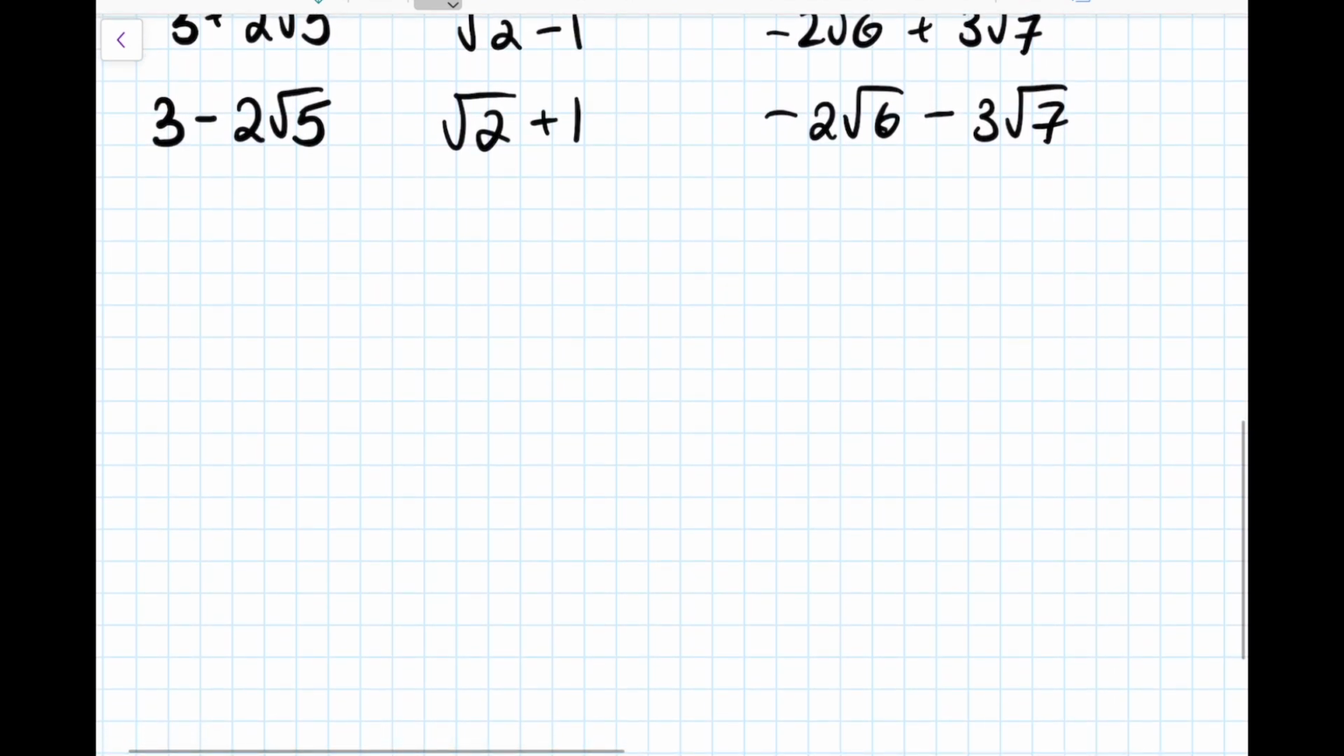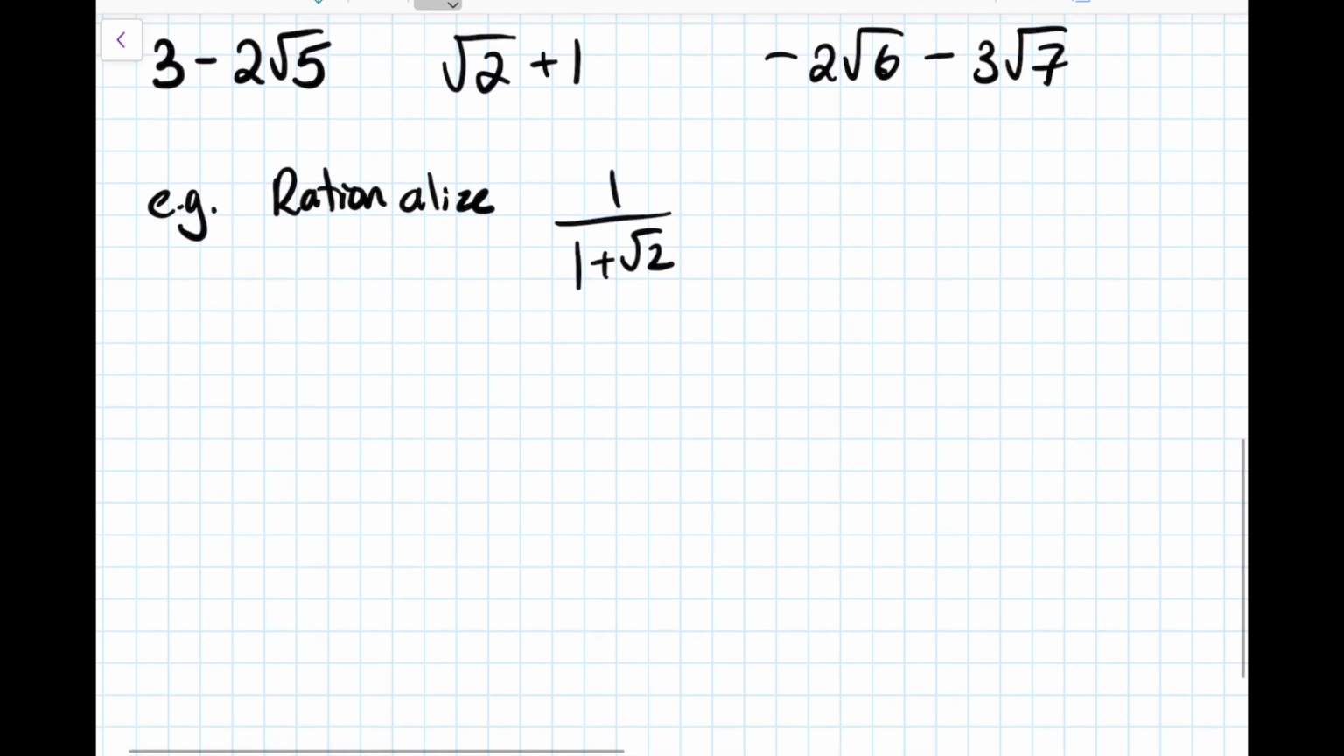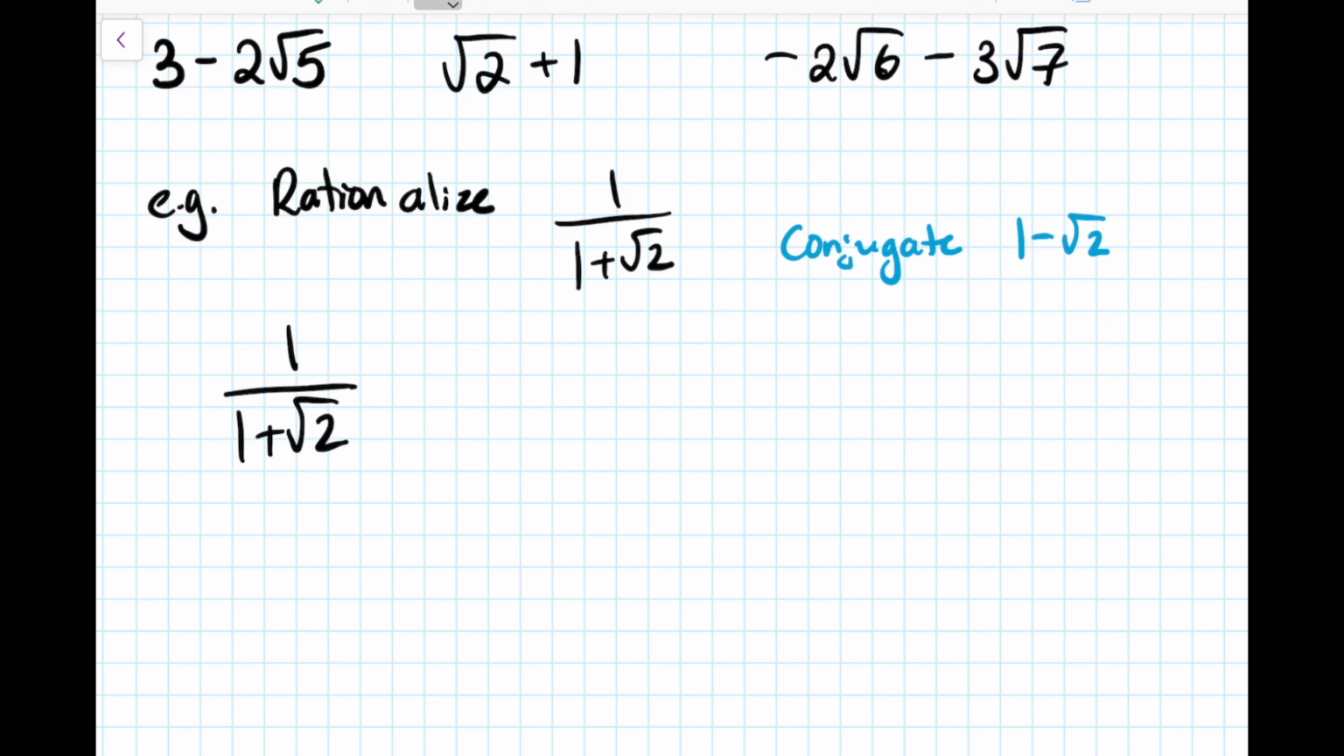All right, so let's see how this works for rationalizing. Back to that original question of rationalize 1 over 1 plus root 2. So our conjugate, which I wouldn't normally write out, but I'm going to do it just for this one. Our conjugate is 1 minus root 2. So we're going to do 1 over 1 plus root 2, and then we're going to have to multiply by 1 minus root 2 on the top and the bottom.